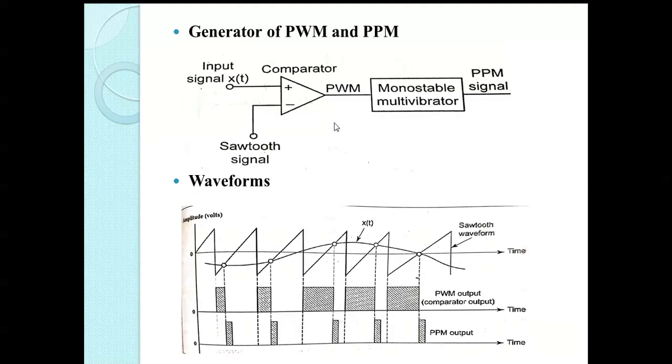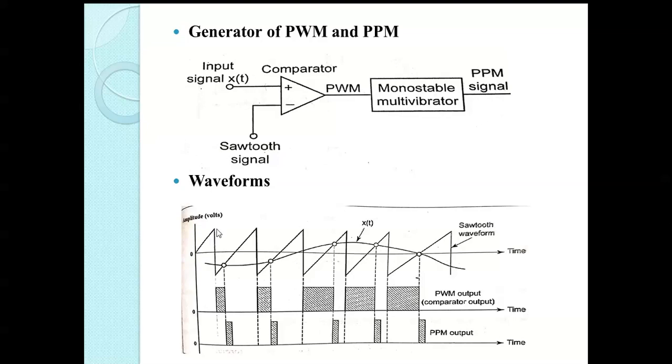So for the generation, I'm considering my input signal with a sawtooth signal. The sawtooth is given to the negative input of the comparator, and x of t, the input message signal, is given to the positive input of the comparator. At this point I get the output as pulse width modulation, which is given to the multivibrator, and I get PPM.